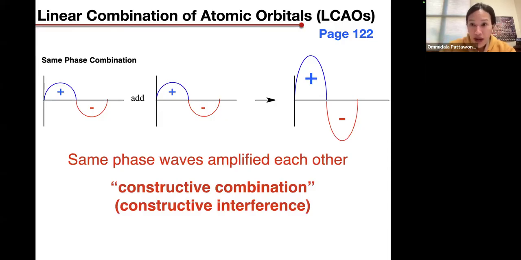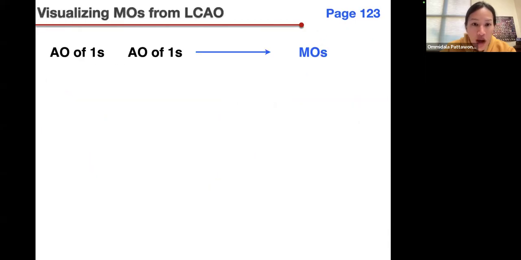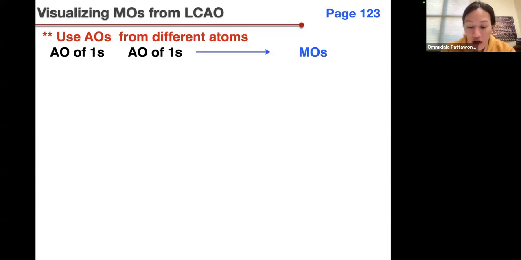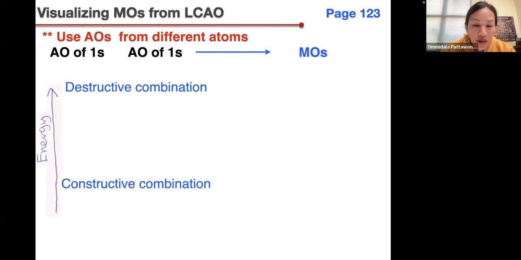Okay, so I'm going to use both types of combination, and then we'll take a look at what type of bond will be formed. I'm going to start with the atomic orbitals of just the s, which come from two different atoms, not just one atom. For example, I'm going to do the energy diagram. You need to be able to construct this.